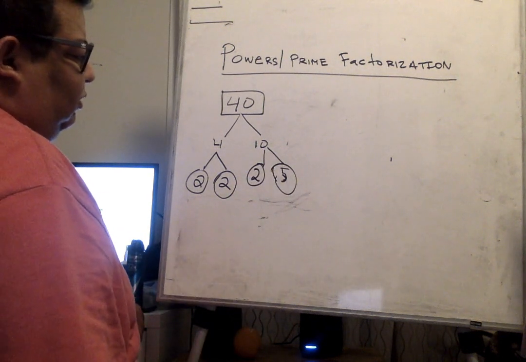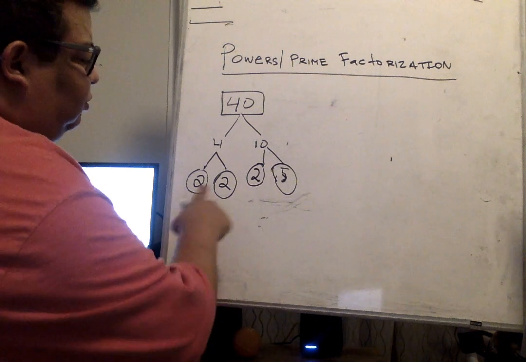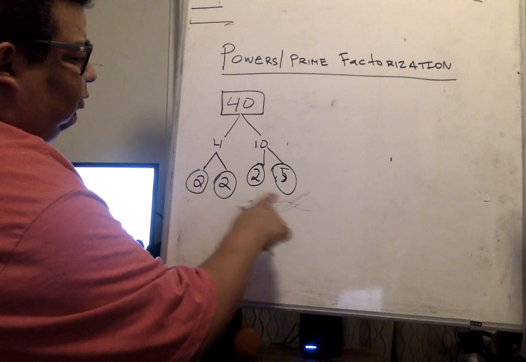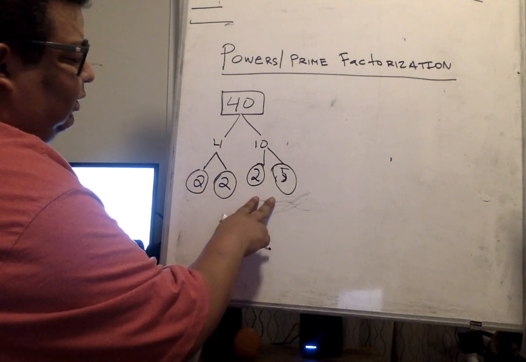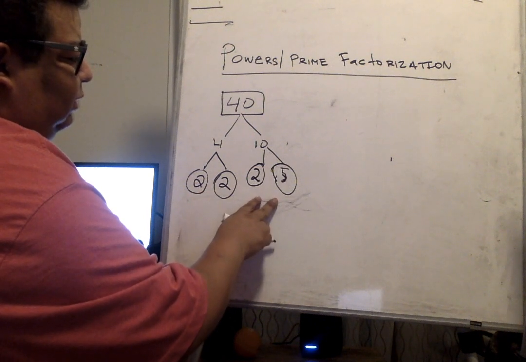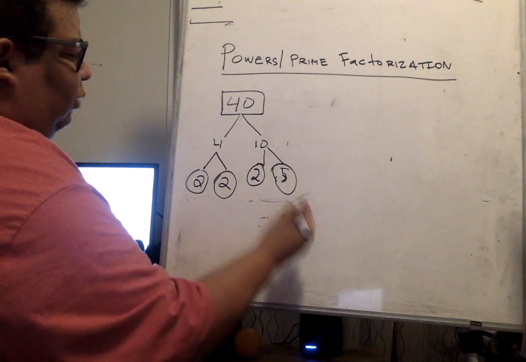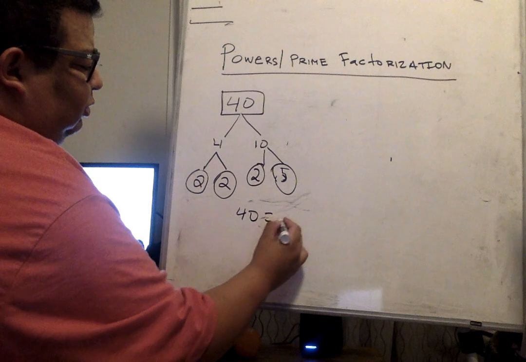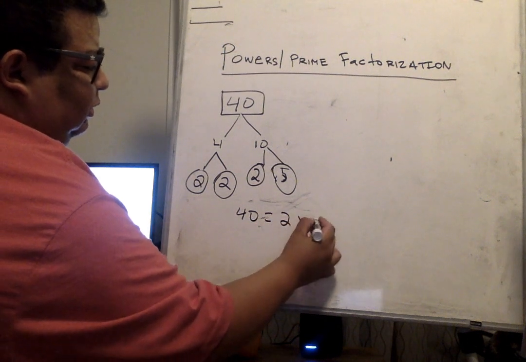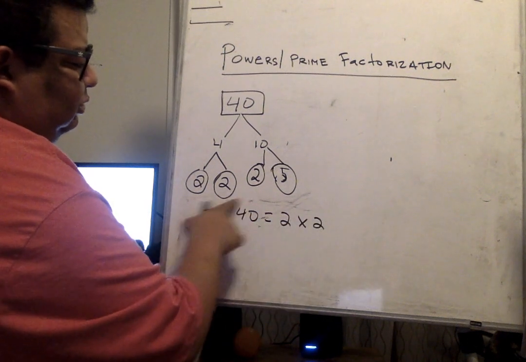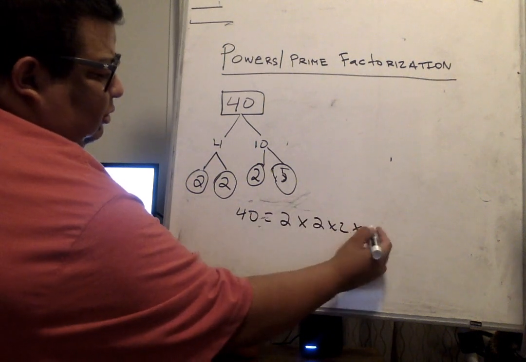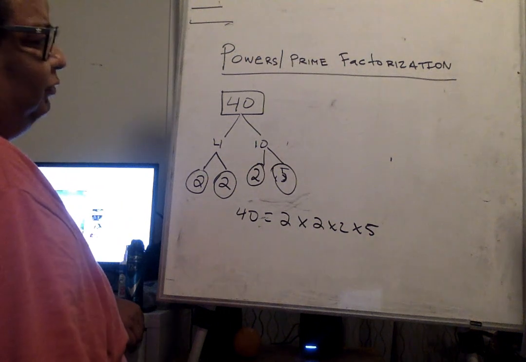Okay, so 2, 2, 2, and 5, those are prime numbers, so we're finished. Once we have all the ends of the tree as prime numbers, then we're done. And what you have to do next is basically write 40 equals 2 times 2 times 2 times 5, because you have 3 twos and 1 five. So this is the prime factorization of 40.